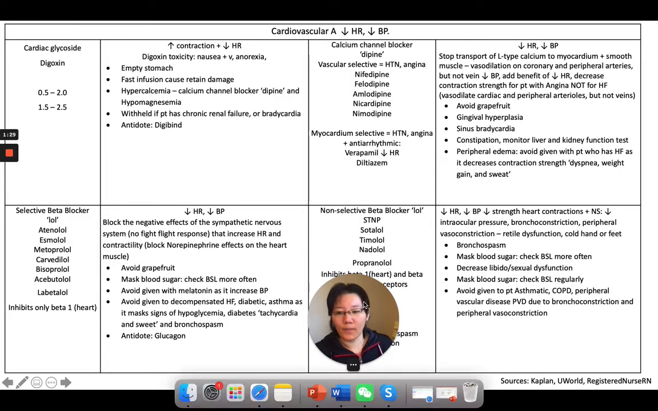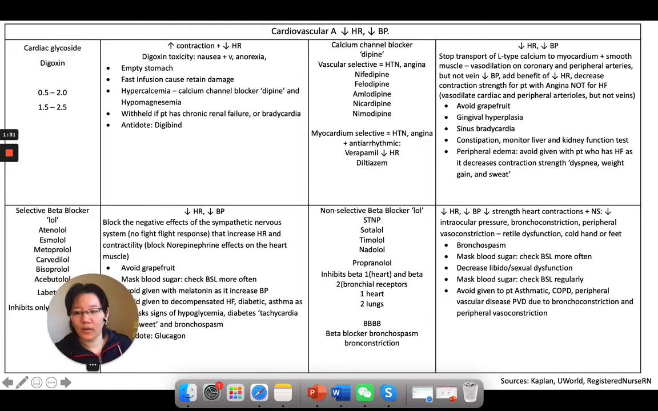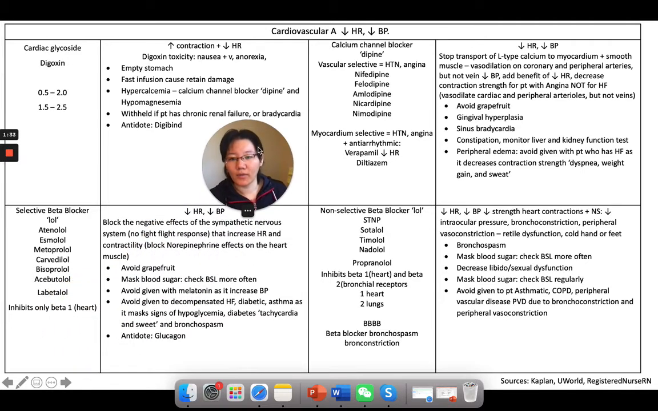Okay, so I do a heading here. This is to do with cardiovascular medications, and that's the function. It decreases heart rate, decreases blood pressure in most of those 3. But for digoxin, it doesn't do much with the blood pressure. It mainly decreases the heart rate.